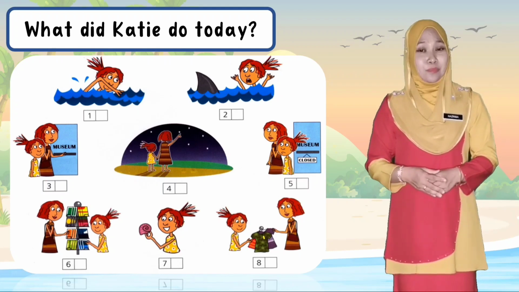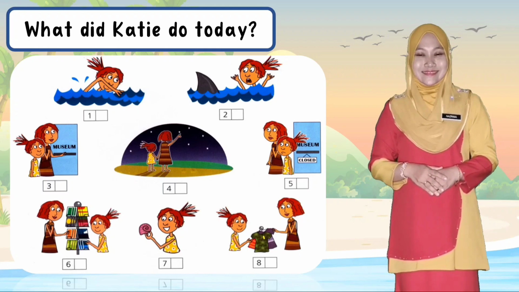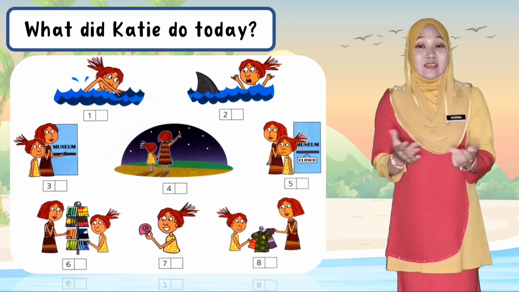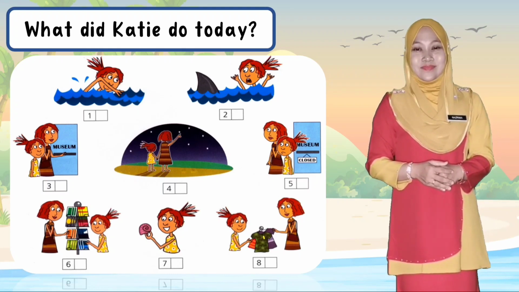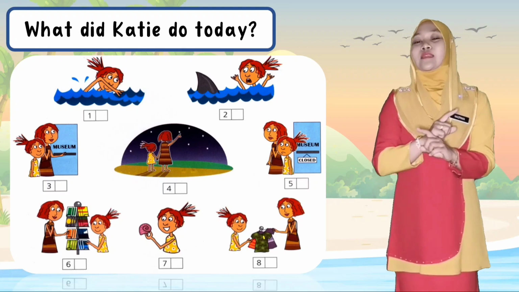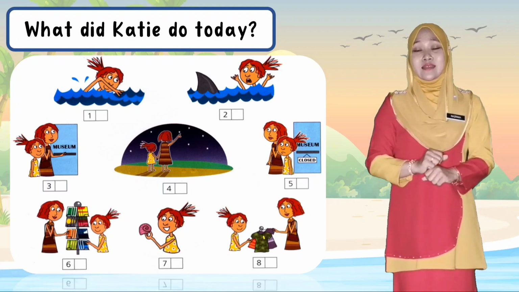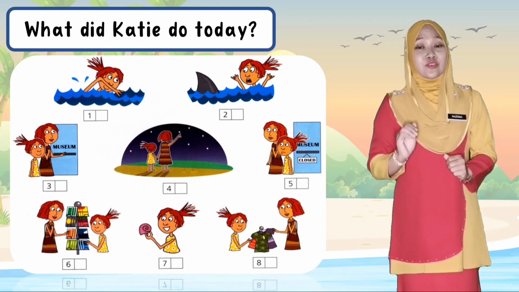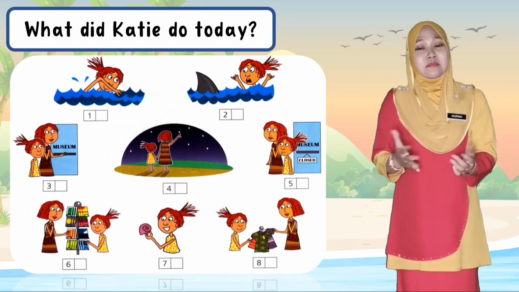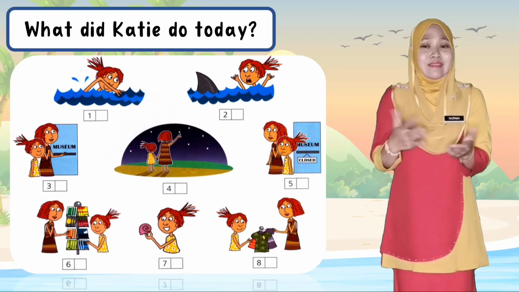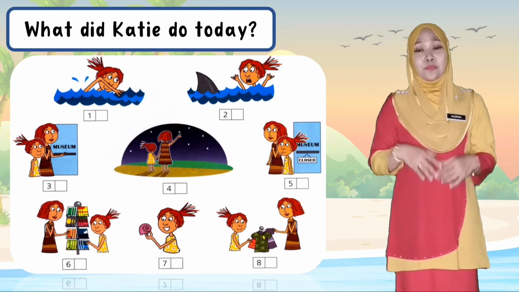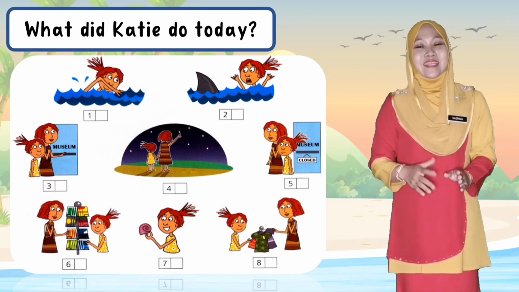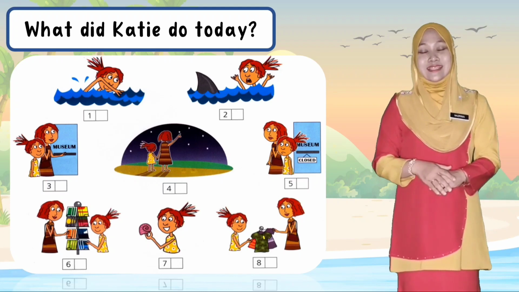Let us move on to picture number 3. How about picture number 3? Is that the correct answer? Again, that is incorrect answer, incorrect picture, because Katie's mother took her to the museum, but the museum was closed and they didn't go in. So picture number 3 is incorrect answer. Again, we leave the box empty.